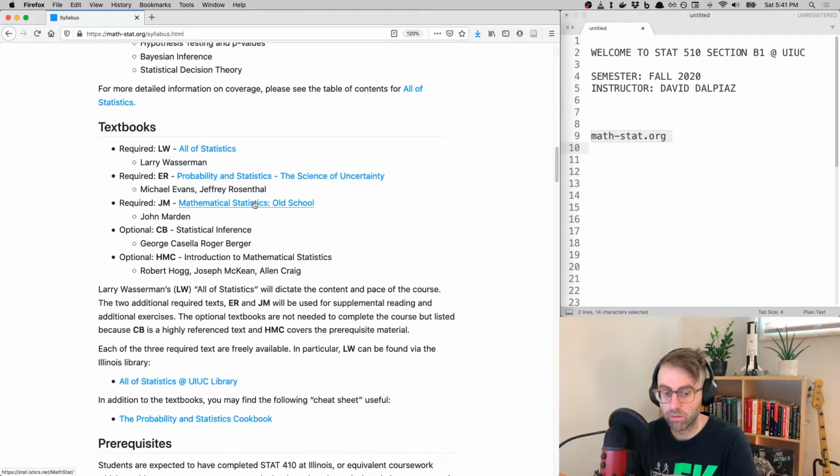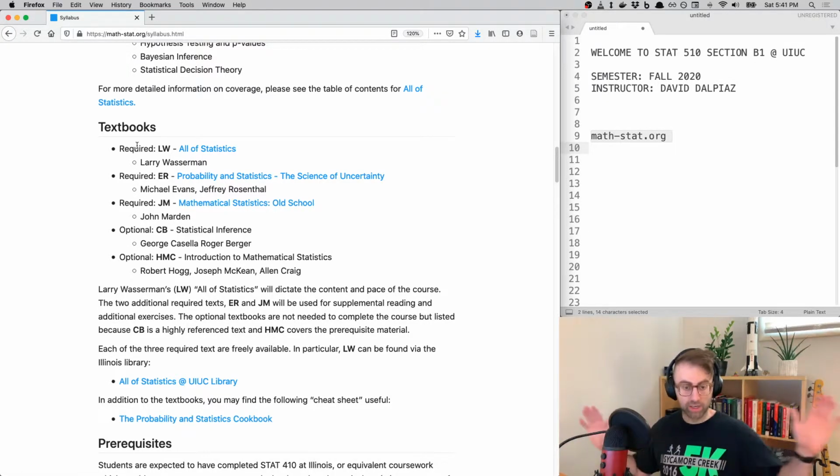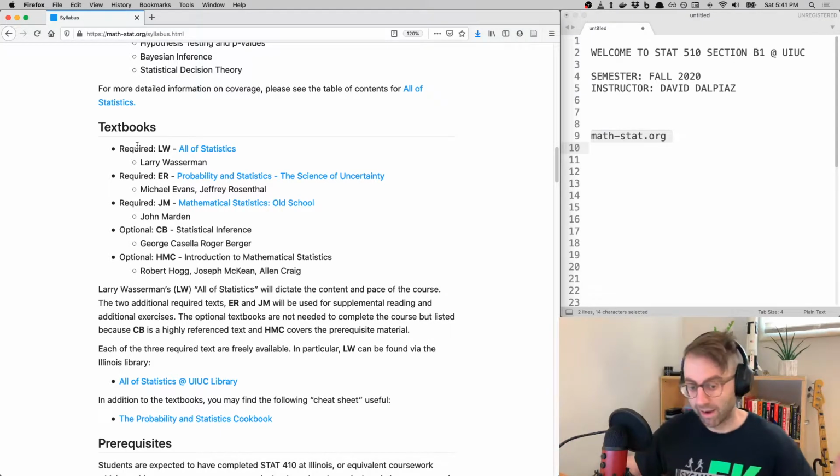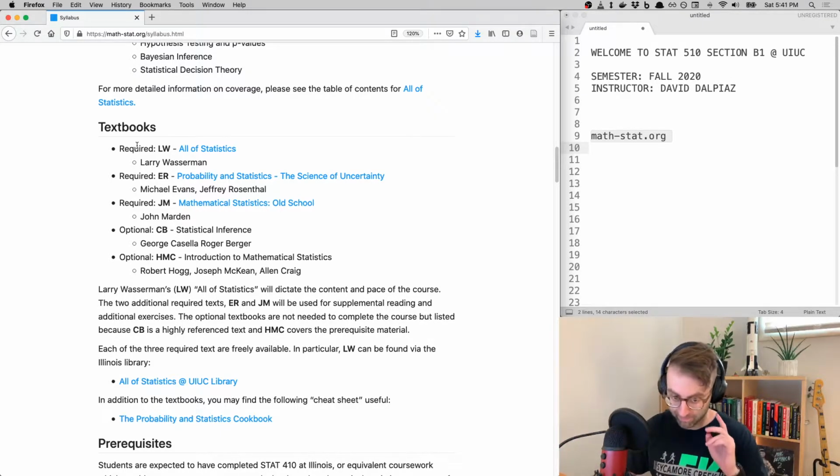But in terms of the book for the course, I actually list 5 books. You do not need to buy any books. Do not buy any books. Please don't spend any money on books. I've never had anyone spend money on books, and I hope to never do that.